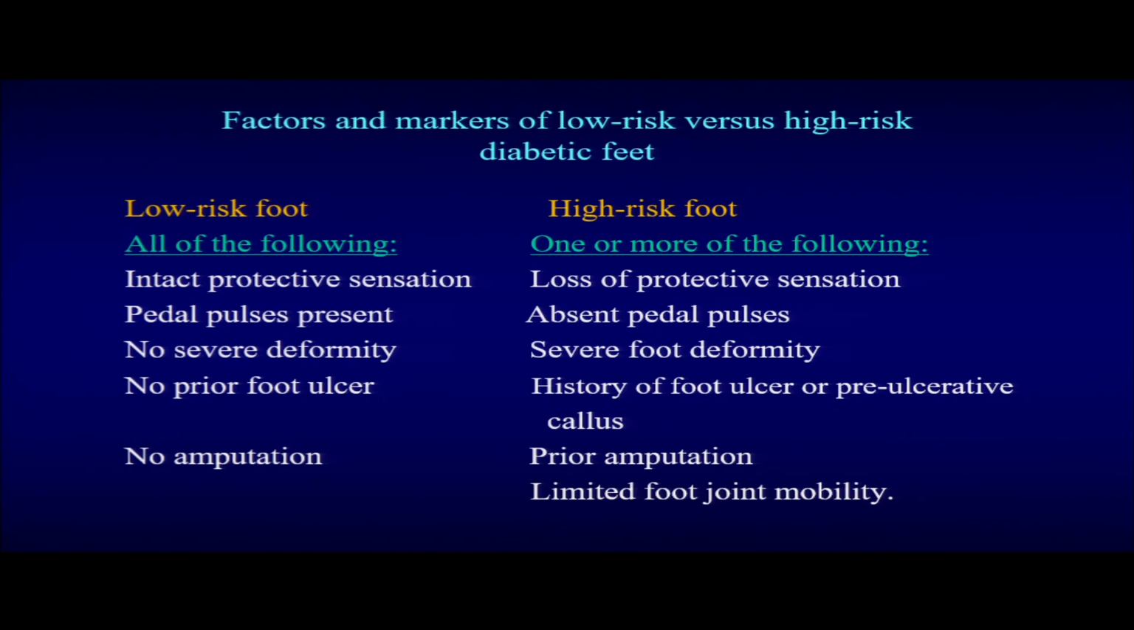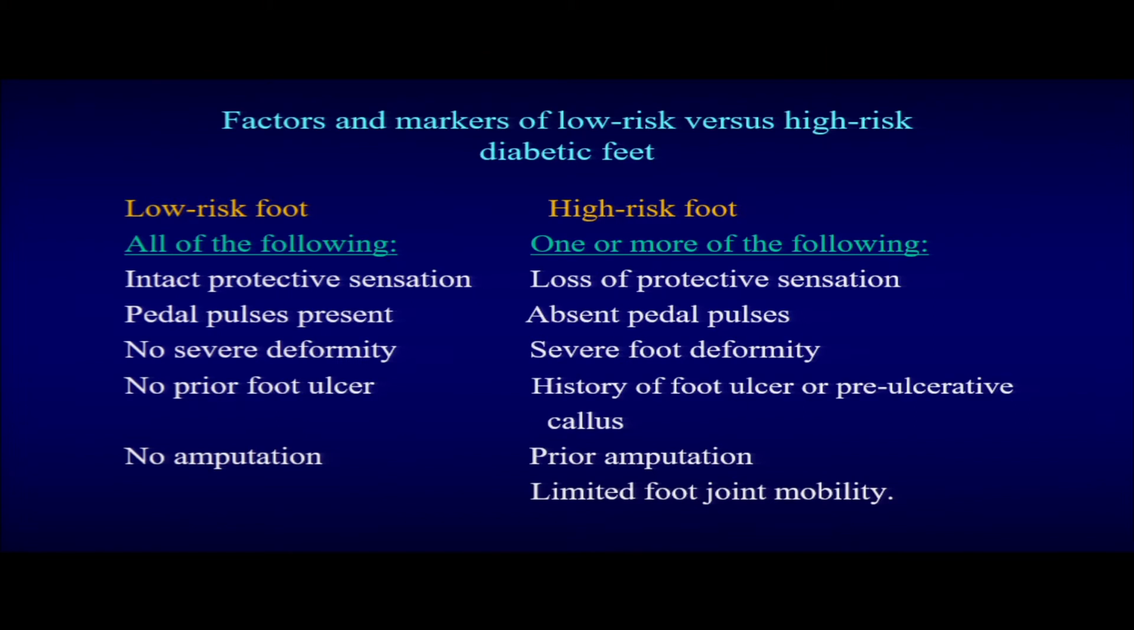Therefore, using one of these methods, you make a diagnosis of what we call a high-risk foot, a foot which is at risk of amputation. So if you have loss of protective sensation, if you can't feel the posterior tibial pulse or the dorsalis pedis pulse with the hands, if you have deformity in the feet, it's one or more. Even if you have one of these, it is a high-risk foot, not a combination.